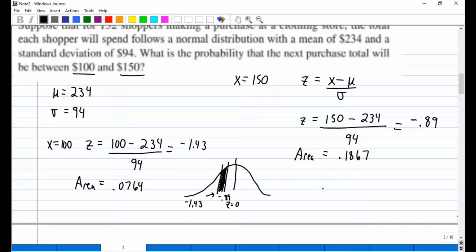So to get my answer, I'm going to say the area furthest to the right minus the area furthest to the left, so it's 0.1867 minus 0.0764. I got 0.1103. All right, so there's about an 11% chance, 11.03% chance that the next purchase will total between $100 and $150.